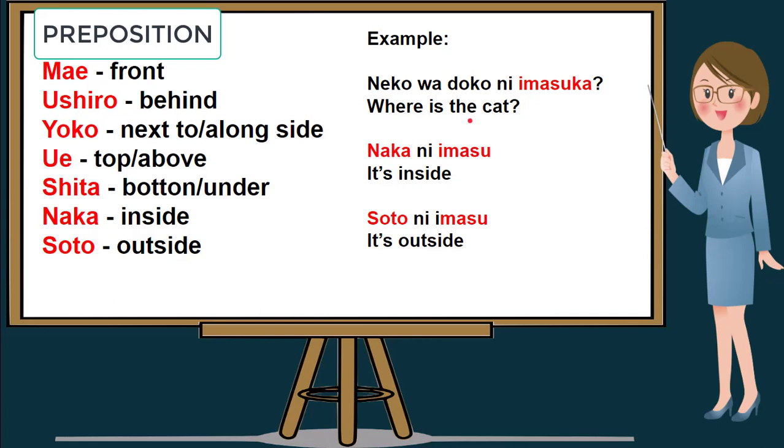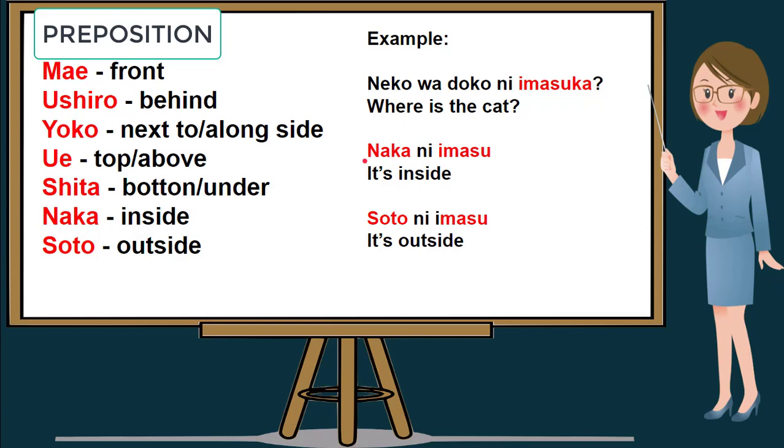I'll repeat my question or my statement. Neko wa doko ni imasu ka? Where is the cat? Now, if we will try to answer this question, we will be using the prepositions here. We will try to choose naka. Where is the cat? It's inside.